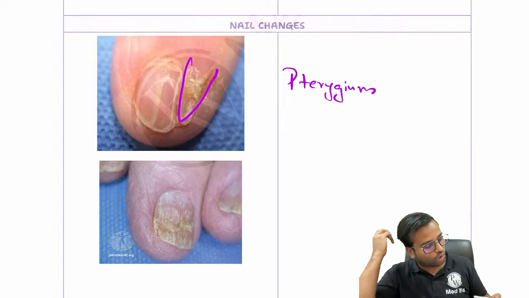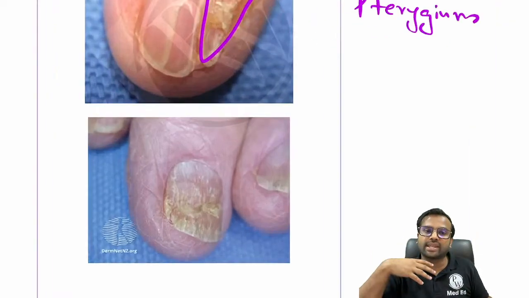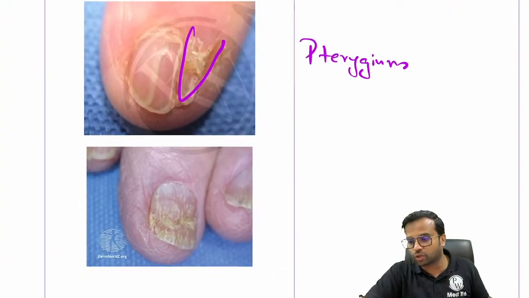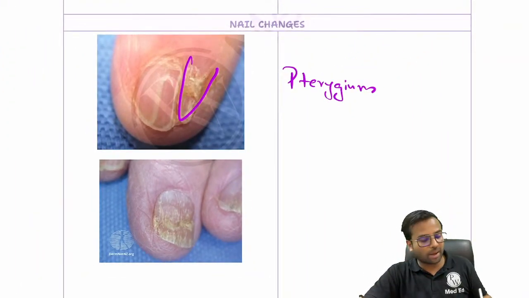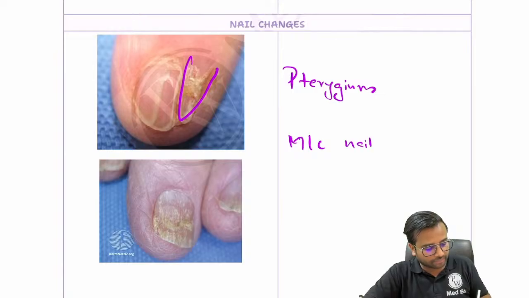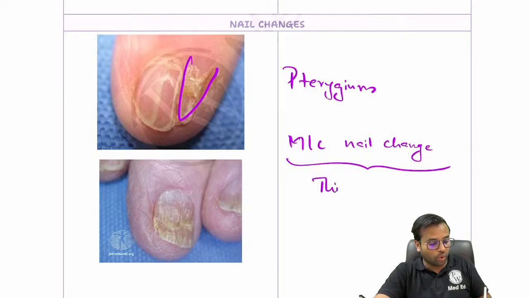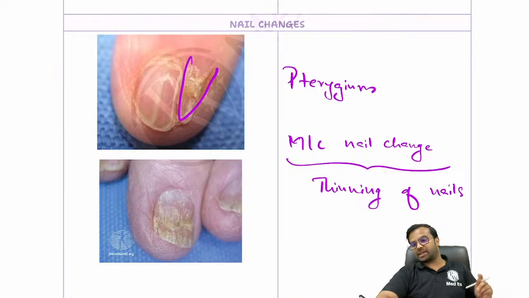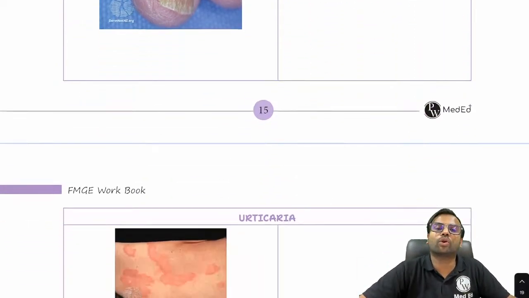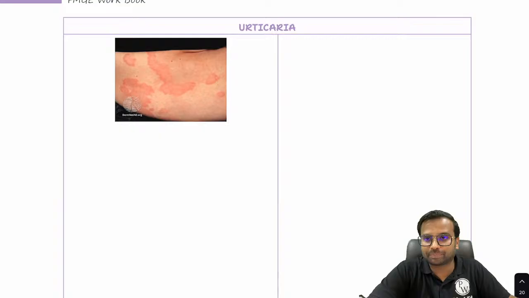And in lichen planus, you can also see nail plate dystrophy, right? But what is the most common nail change associated with lichen planus? Anyone? All of you are right when it comes to pterygium, dorsal pterygium is completely correct. Yes, very good. But the most common nail change is going to be thinning of the nails. Excellent. I'm getting all the answers, isn't it? So the most common would be thinning of the nails.